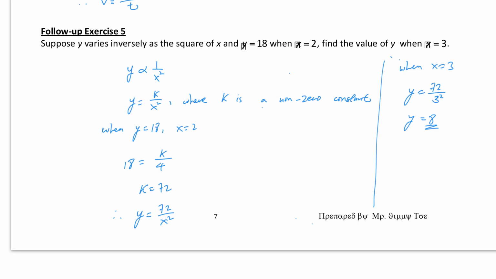Substitute the information, and then you can find the relationship between y and x squared. Remember, don't leave this step as your final answer. You need to find the value of k because you need to find the relationship between y and x squared only. And then substitute x is equal to 3, y is equal to 8.